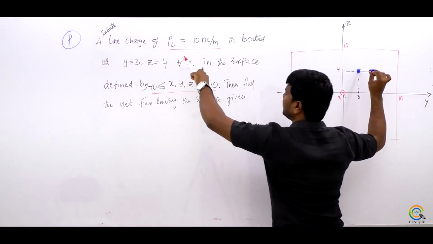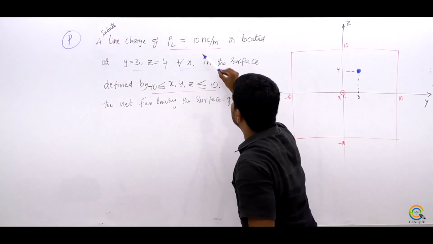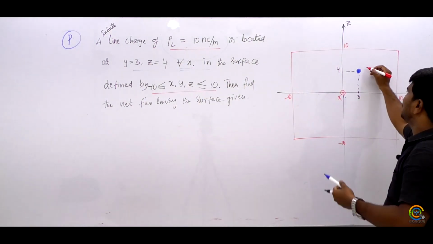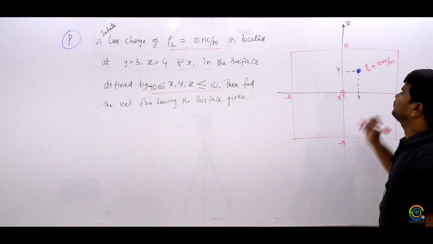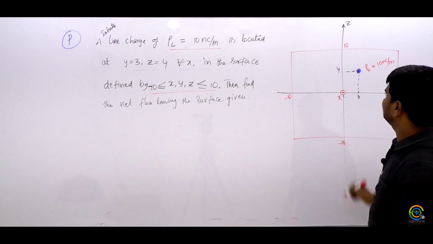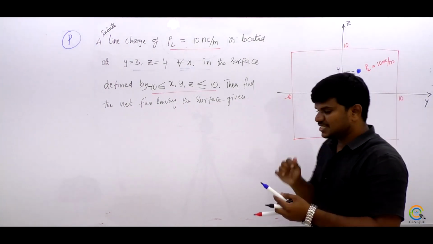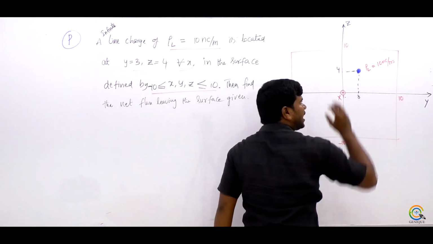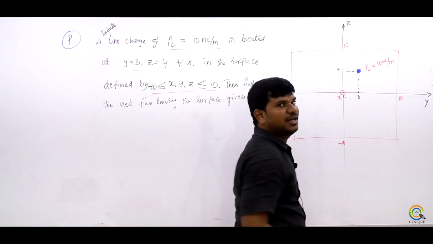It is placed within this surface. Within this surface at this place, this charge is placed. Okay. What is this charge? This charge is rho L equals to 10 nanocoulomb per meter. Line charge. Okay. It is given. Now you have to find the total flux leaving the surface. It is placed in the surface only, right? But the line is from minus infinity to plus infinity.